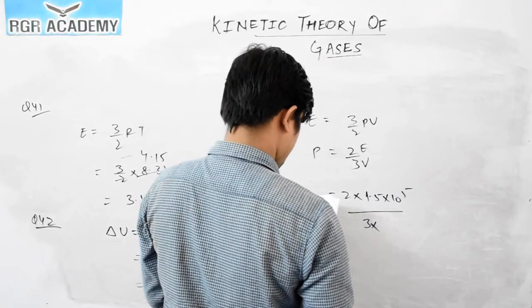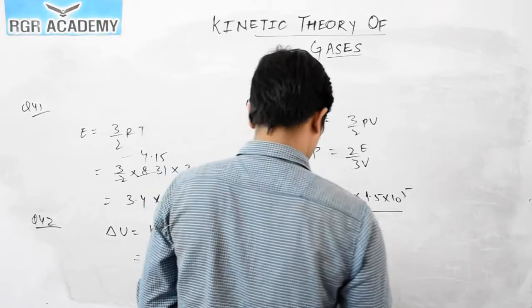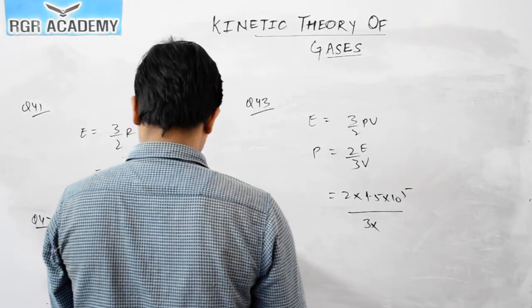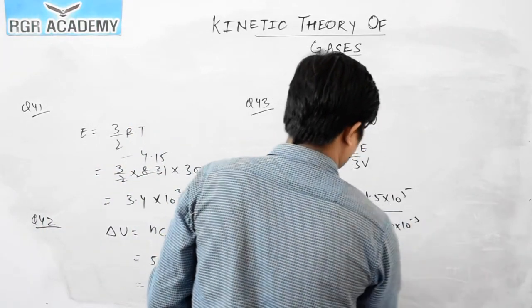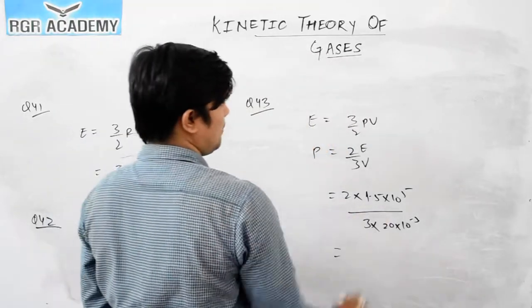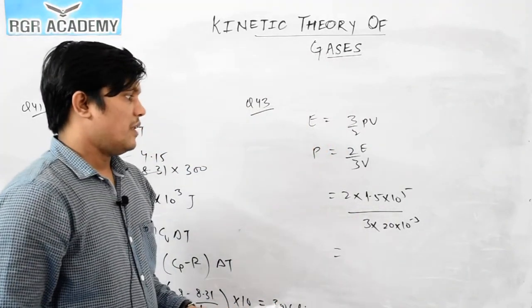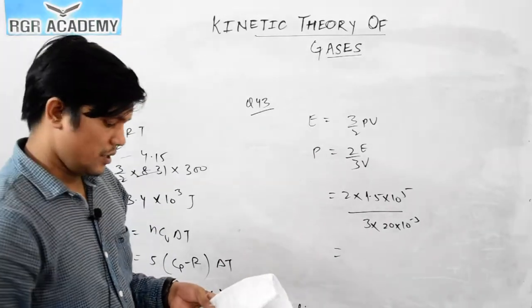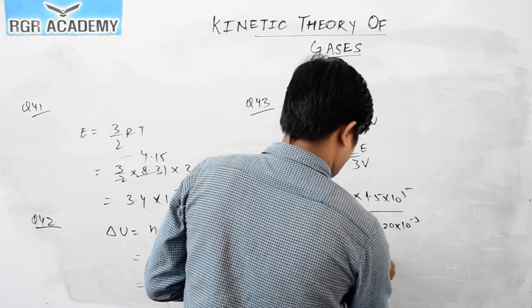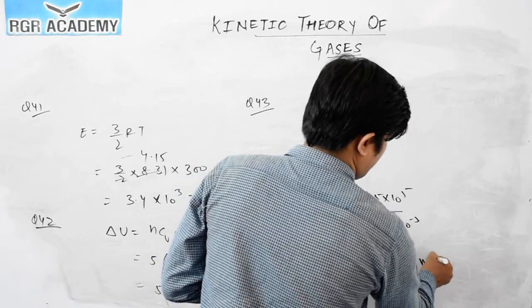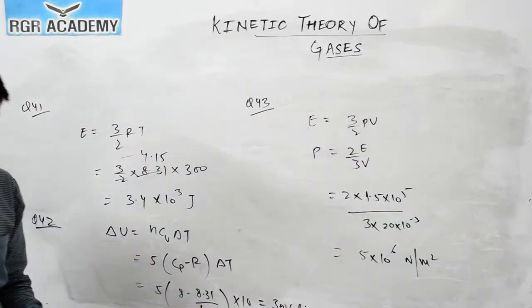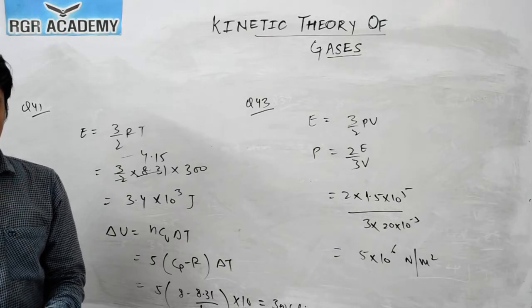So V is given as 20 liters, so 20 into 10 to the power minus 3 meter cube. We have to convert that into meter cube. So 1 liter is equal to 10 to the power minus 3 meter cube. If you solve this, the answer will be 5 into 10 to the power 6 Newton per meter square as the unit of pressure. Now we will move on to question number 44.